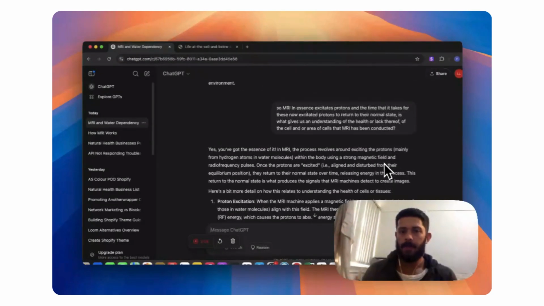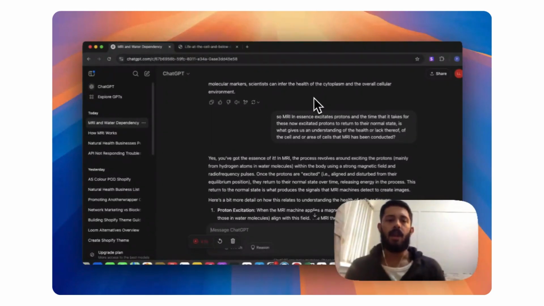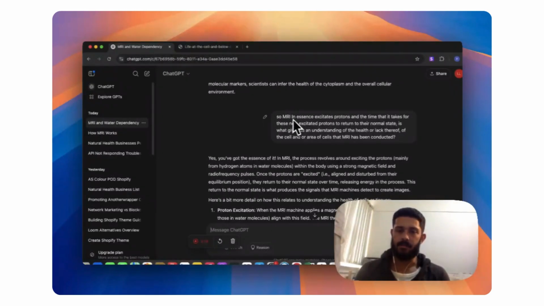I've actually asked the question here. So MRI, in essence, excites protons, and the time it takes for these excited protons to return to their normal state is what gives us an understanding of the health or lack thereof of the cell or area of cells that MRI has been conducted on.